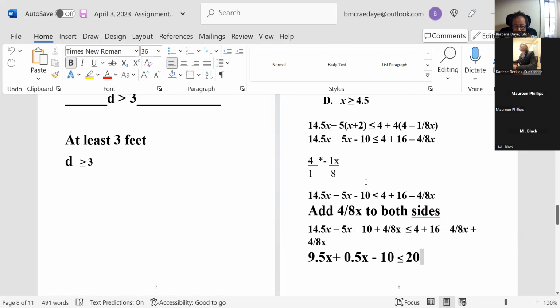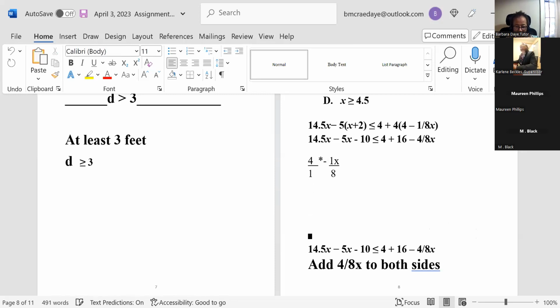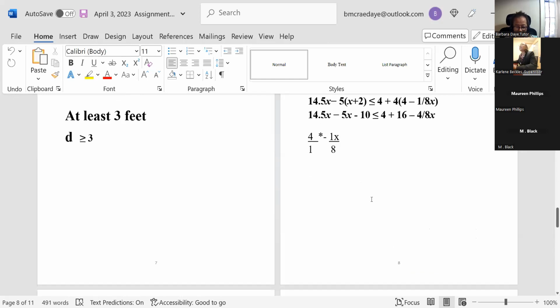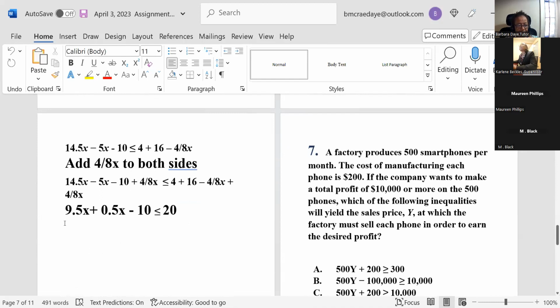Let me bring this all to another screen because it gets a little confusing when they're broken up. Okay, so 9.5x plus 0.5x minus 10 less than or equal to 20. The 20 we combined into what? The 4 and the 16.